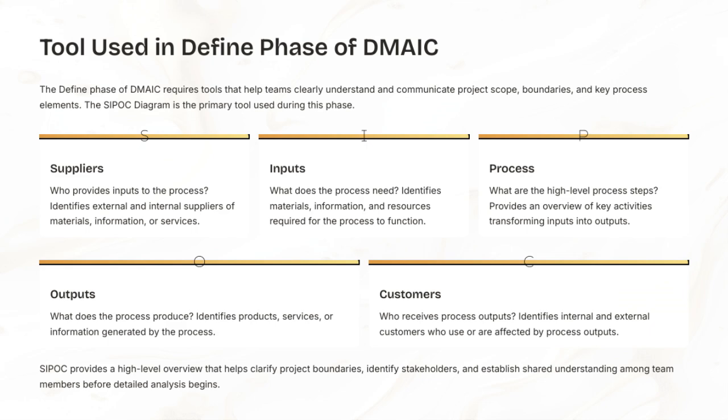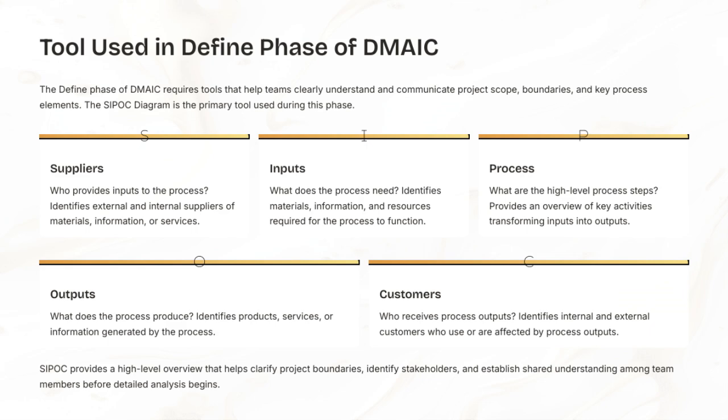Starting with the question, who receives the process outputs? That's our customers. Recognizing both internal and external customers helps us understand who is affected by the process and who benefits from its outputs. Next, what does the process produce? These are our outputs, be it products, services, or information generated by the process.